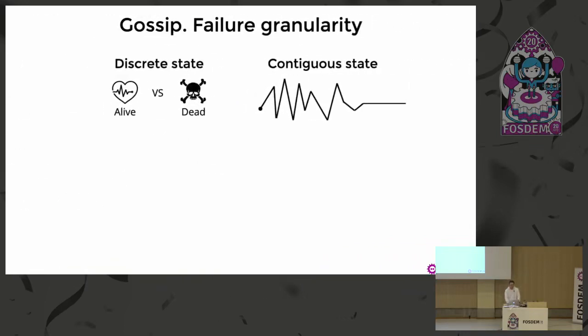Second difference is how to define failure. Simple protocols just say that there are alive nodes and dead nodes. Node is dead if it doesn't respond or responds too slow. Some protocols may define multiple discrete states, such as SWIM. It defines alive, dead, and suspicious. Especially advanced protocols can define state as a continuous number, for example, on a range from 0 to 1, where 0 means totally available and 1 not available at all.